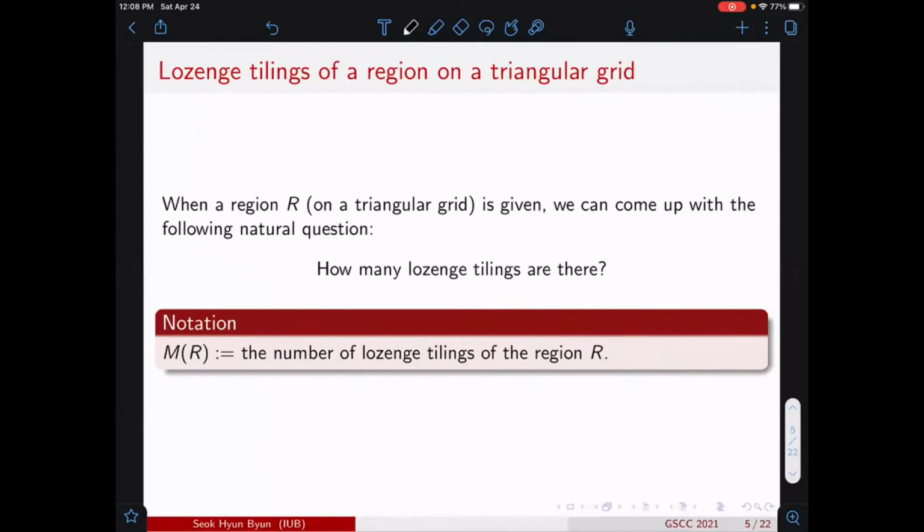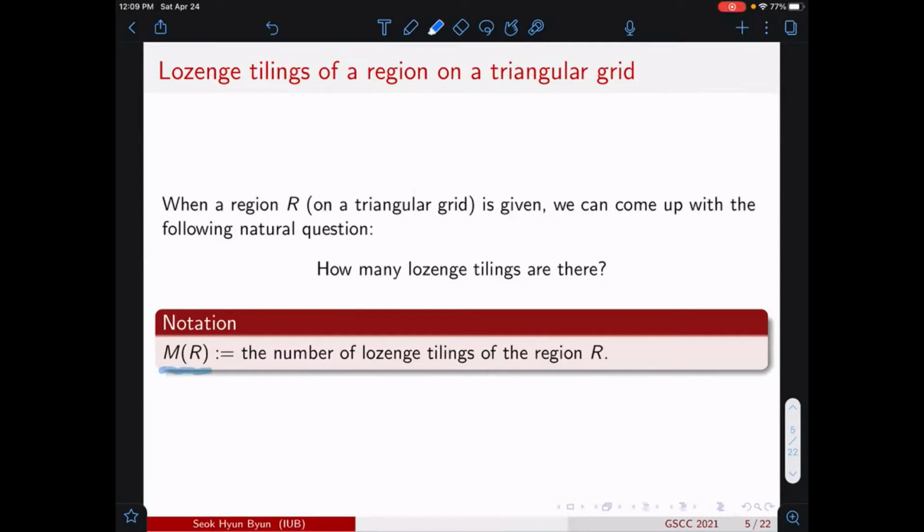When a region R is given on a triangular grid, there is one natural question that comes up. How many lozenge tilings does this region have? This is the enumeration question, and this is the question that I'm going to talk about. For the rest of this talk, we will set some notation. Let M of R be the number of lozenge tilings of the region R.